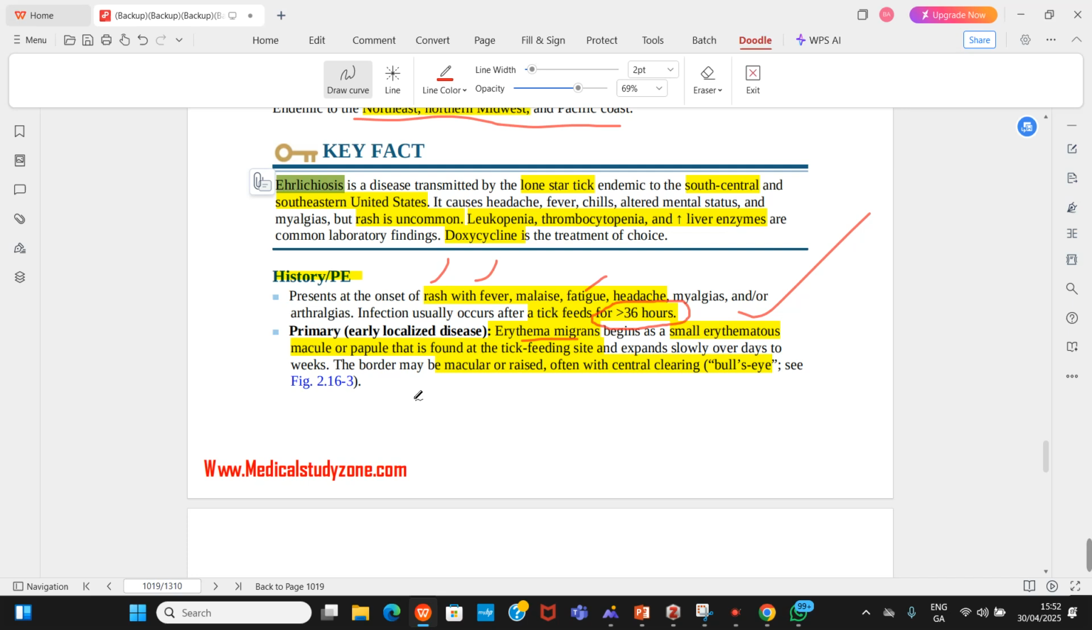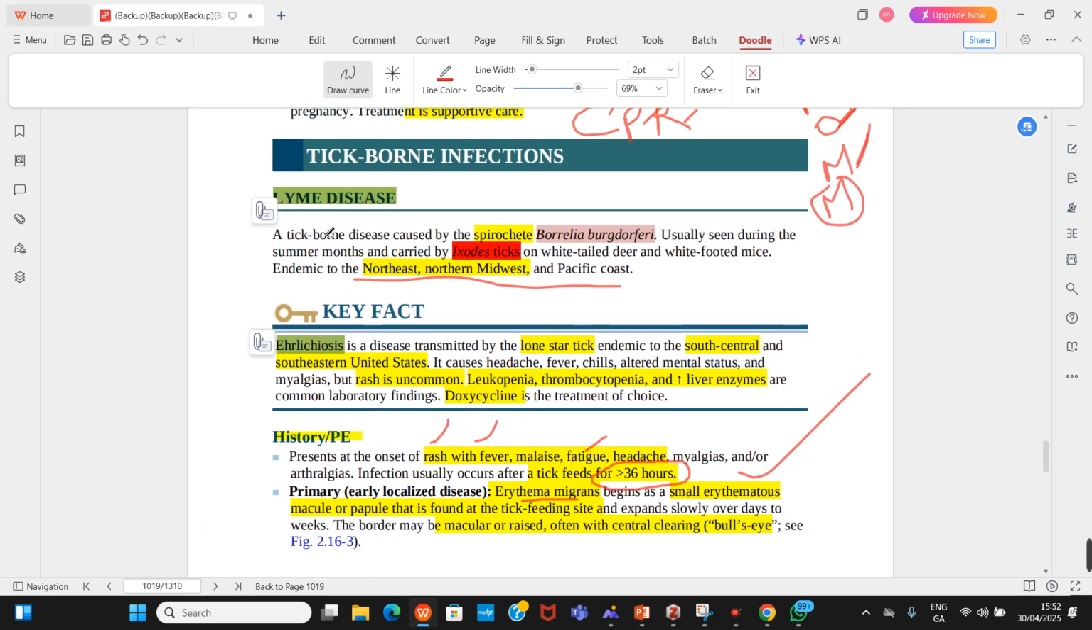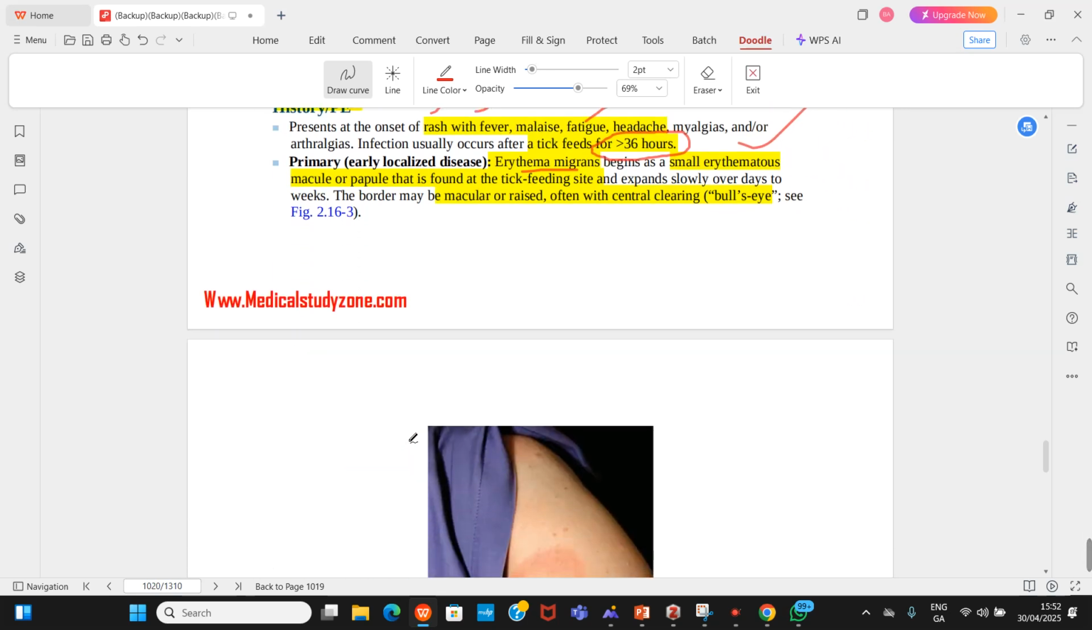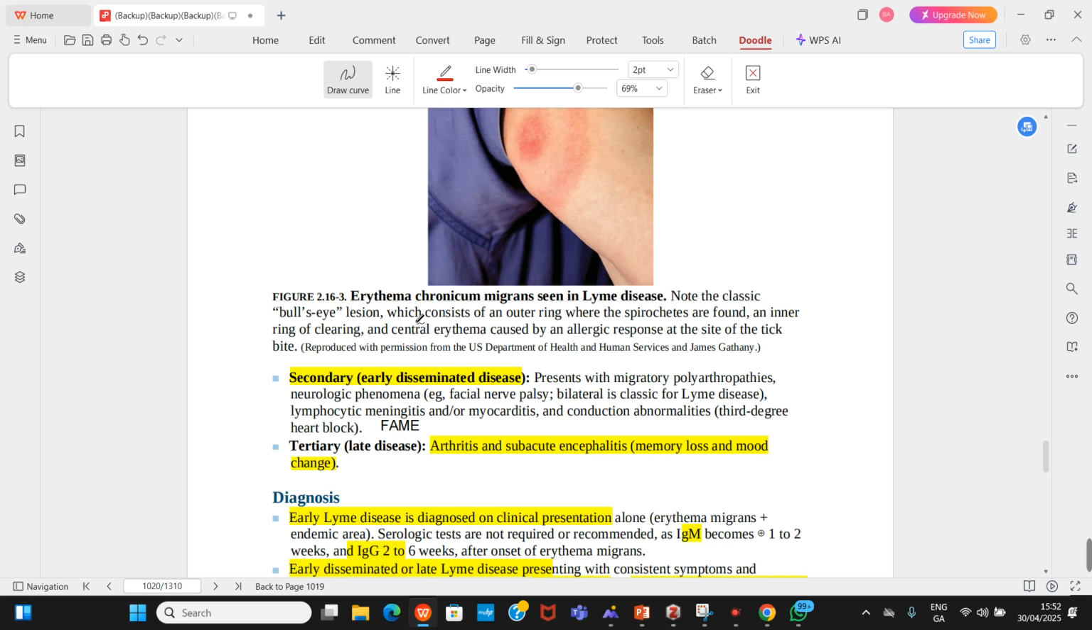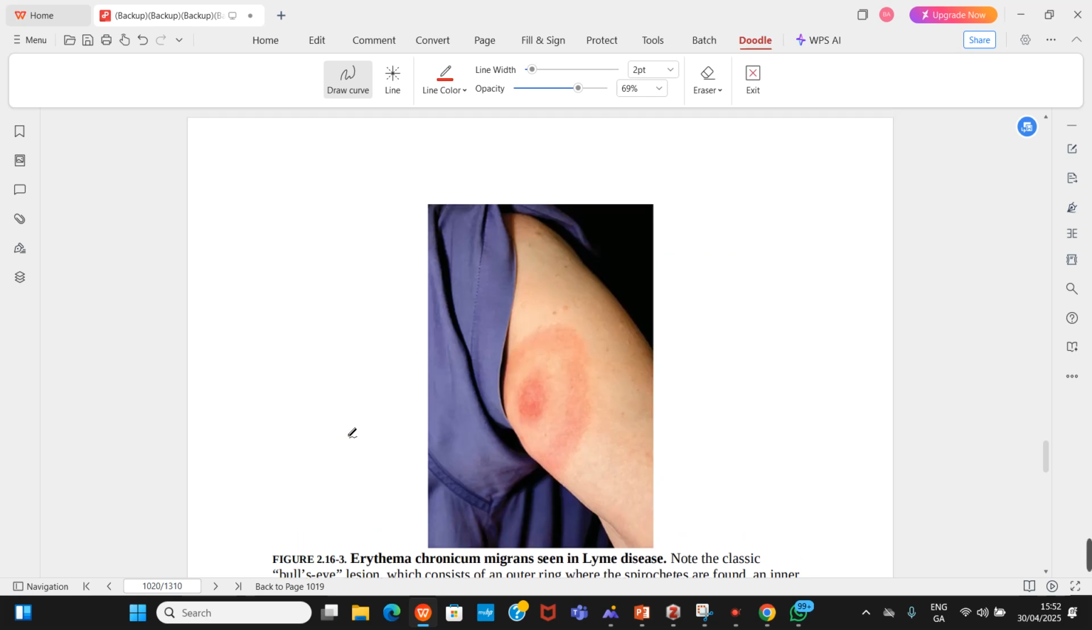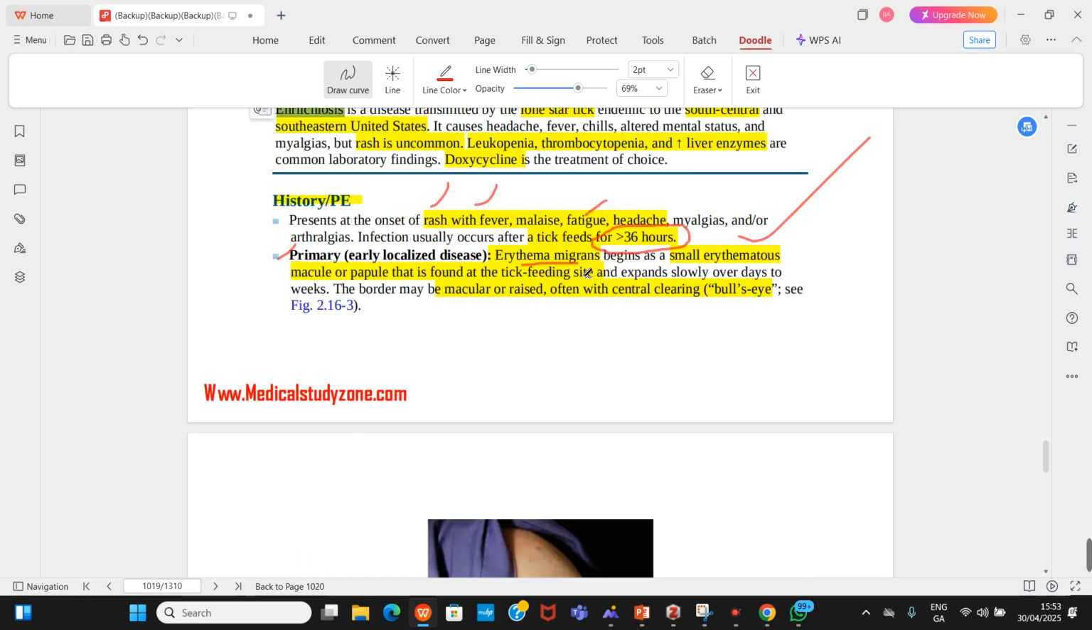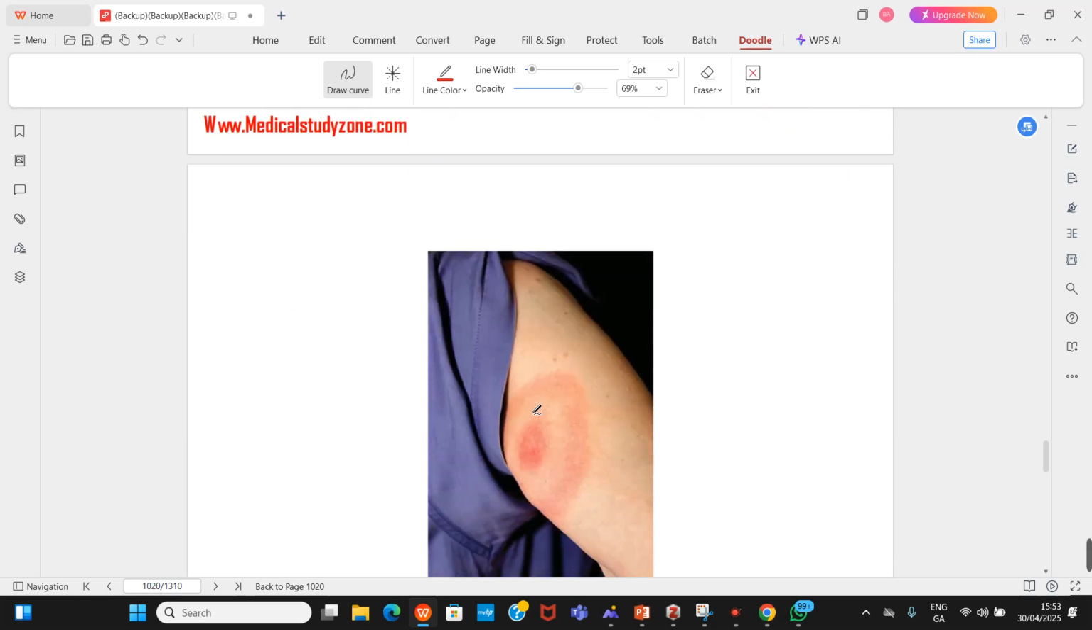So the infection from this Lyme disease occurs in 3 stages. So you have the primary or the early localized disease, you have the secondary and the tertiary. So what is peculiar to the primary? So after the tick has fed for 36 hours, that area starts developing a lesion that you call erythema migrans. So you see something that looks like this. See this initial part, you see this part. So this is what we call the target lesion, that is erythematous. So this is erythema migrans.